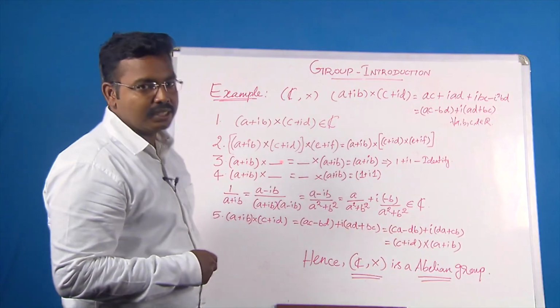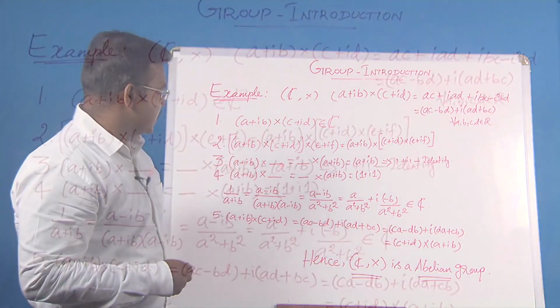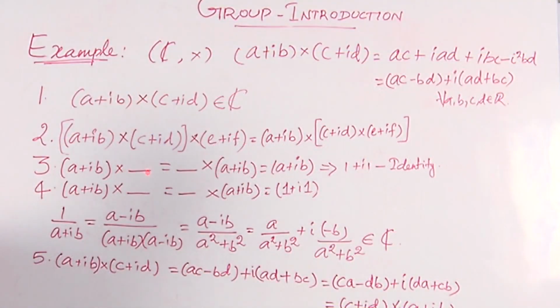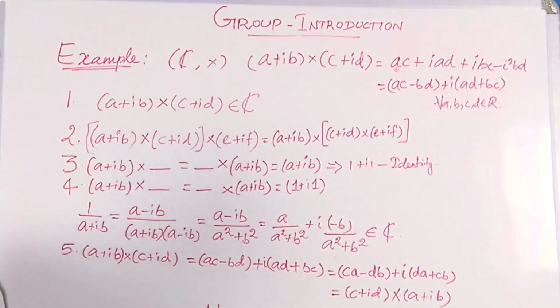Next, we have to find an element which is a complex number such that a plus ib times the identity, which is equal to the identity times a plus ib, is equal to a plus ib. So, here you can note that this is the product. Take 1 plus i0, which is an element, and now multiply a plus ib with 1 plus i0. The real part of the second is 1 and the imaginary part of the second one is 0, therefore a plus ib is again a plus ib. Therefore, 1 plus i0 is an identity element which is an element of the complex numbers, which satisfies the identity property.